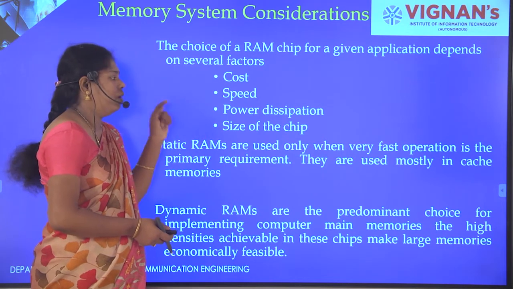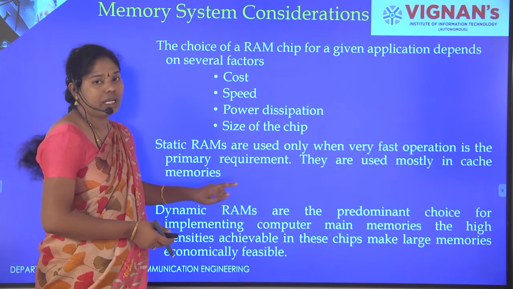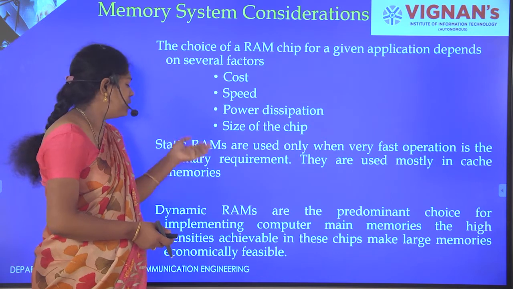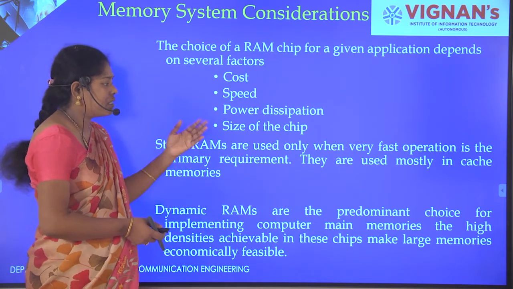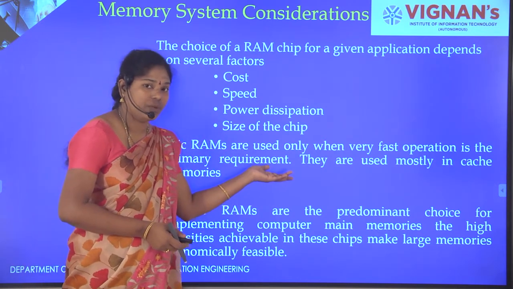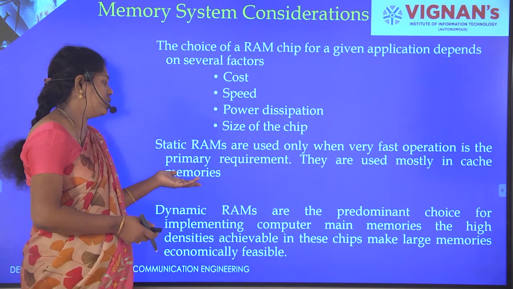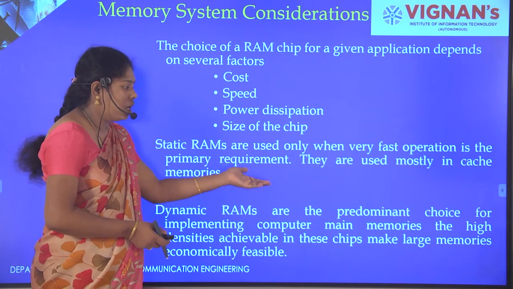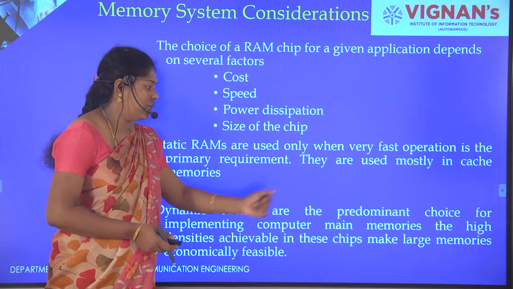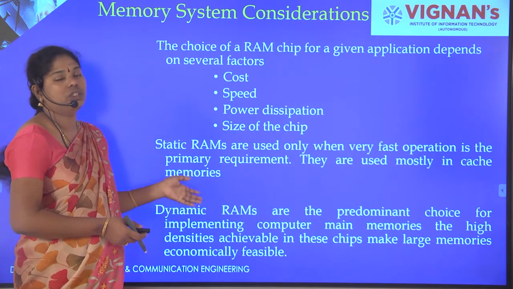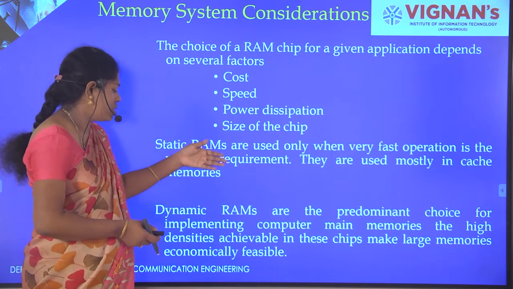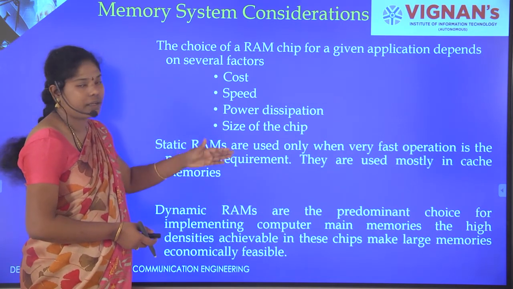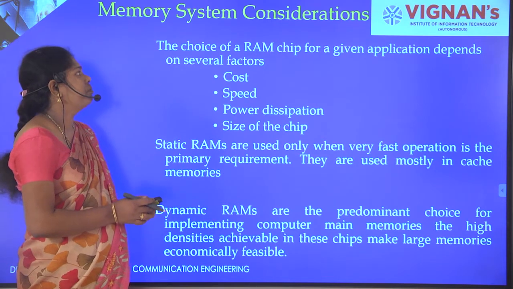Here we have two types of RAMs. One is the static RAM and the second one is dynamic RAM. Static RAM is a very fast operation, but it is expensive. Coming to the dynamic RAM, it is used in large memories, mainly in main memories. The cost can be reduced from static RAM to dynamic RAM.